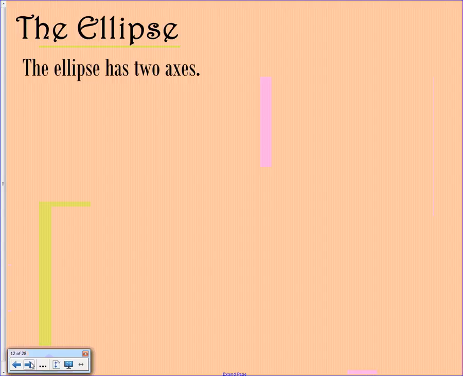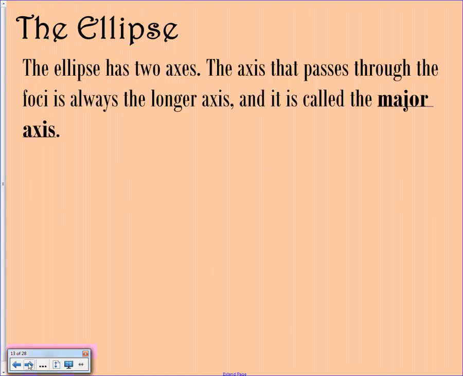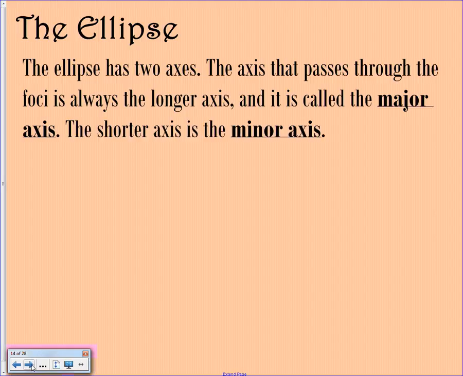So an ellipse has 2 axes. That's the plural of axis. The axis that passes through the foci is always going to be longer, and it's called the major axis. So the one that the foci are on is called the major axis. Your shorter axis is called your minor axis. So you have a major and a minor axis.